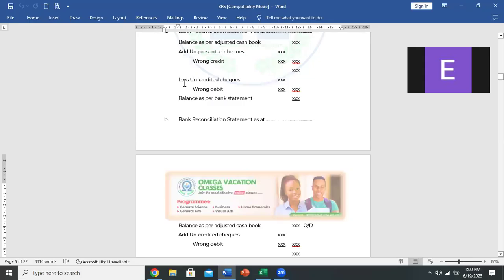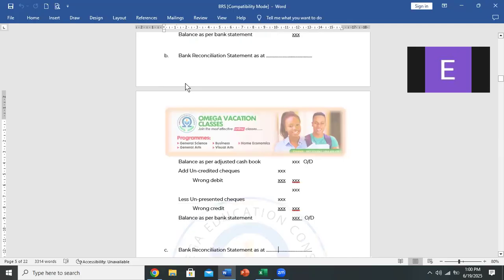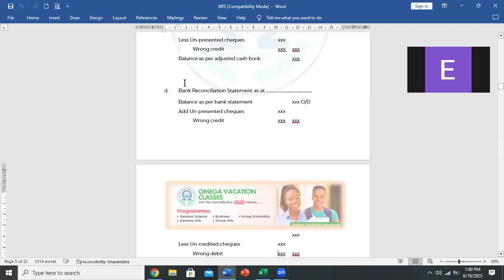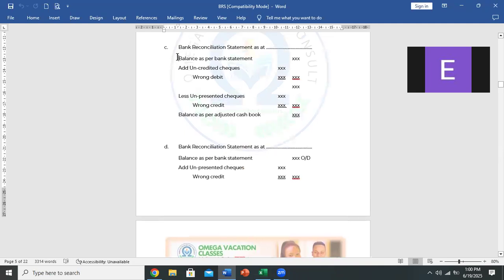So you can even learn the first format, and the other formats, you just do what mathematicians will say, change of subject. Okay. Now, if you decide to begin with the balance per the bank statement, then what you do is you add uncredited checks and less unpresented checks. If that balance is an overdraft, as you see here, then again you reverse it. You would add unpresented checks and less uncredited checks.